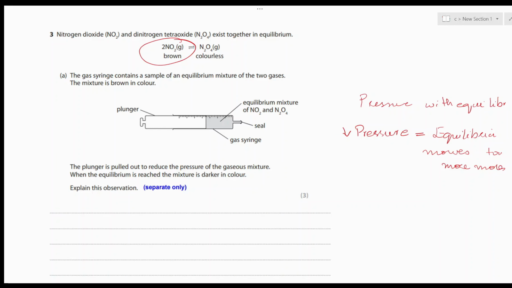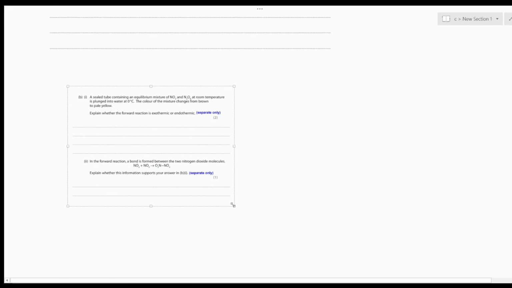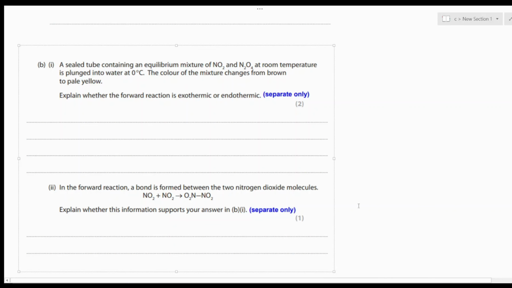Let me move to the next question. Okay, next part of this is a sealed tube containing a mixture of nitrogen dioxide and nitrogen tetroxide at room temperature is plunged into water at 0 degrees Celsius. Explain why the reaction mixture changes from brown to pale yellow. Now the color gets lighter.